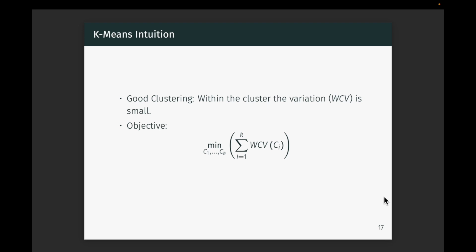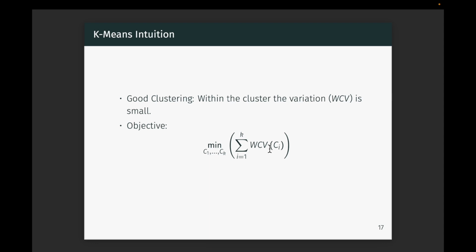Therefore, we come up with the objective that across the k clusters which we are trying to produce, we sum up the within cluster variation of the individual clusters. Ci refers to the cluster containing some set of points. If I sum that up, I'm trying to minimize that.